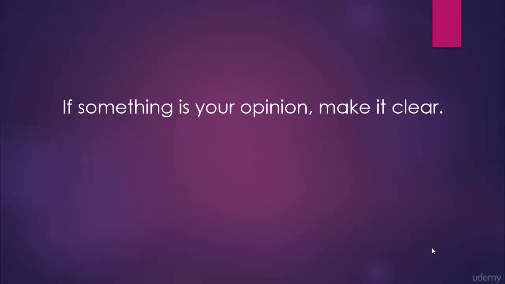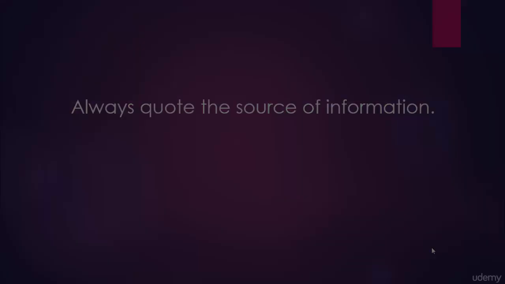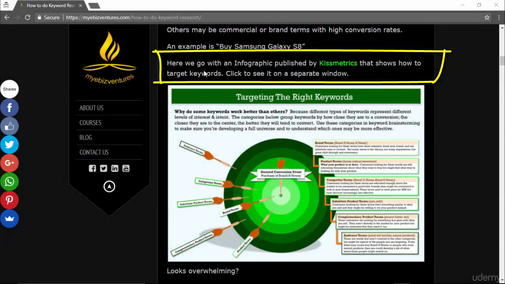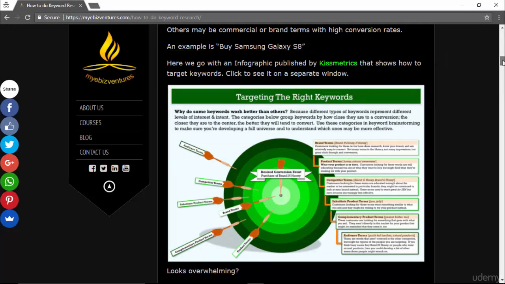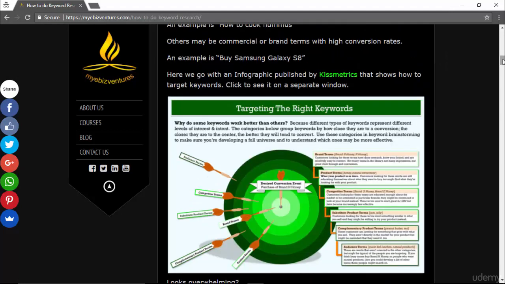If I have expressed an opinion, I made it clear that's what it is, an opinion. I always quote the source below the information. Instead of saying "this infographic shows," I say "infographic published by Kissmetrics shows." So guys, these are some of the ways to maintain authenticity in your post.